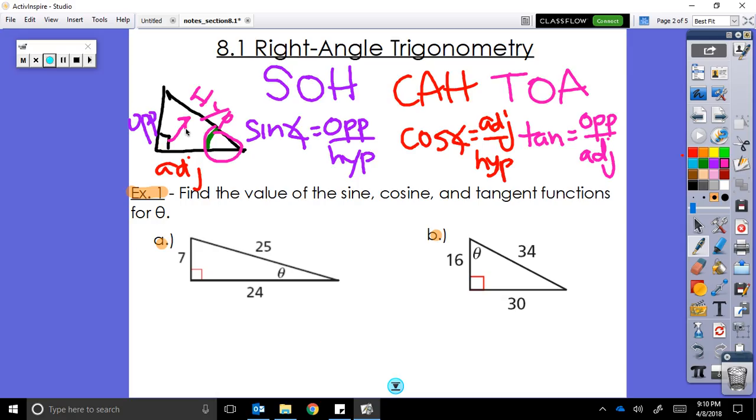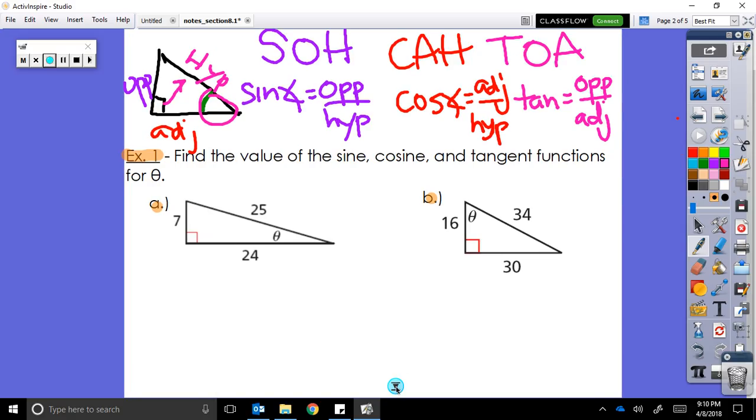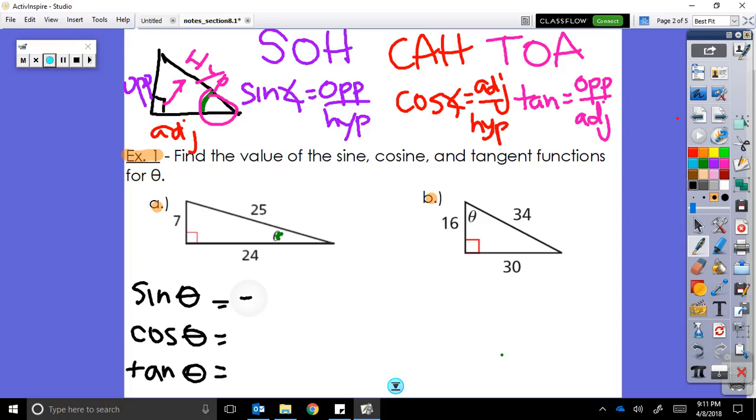Okay, so let's look at example 1, and then I will let you try 1A, and then I'll let you try B. So mark where your angle is, because everything that we answer is going to be based off of that angle. So I'm going to go ahead and write, that little symbol, by the way, is theta. So sine theta, theta is just the Greek letter for angle. Cosine theta, tangent theta equals. And these are just going to be fractions. We're not punching anything in on our calculator right now, okay?